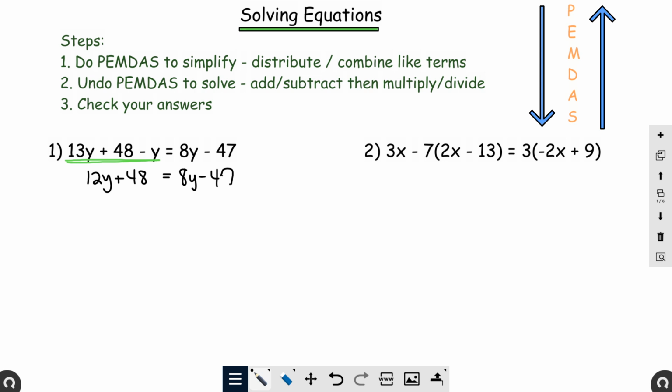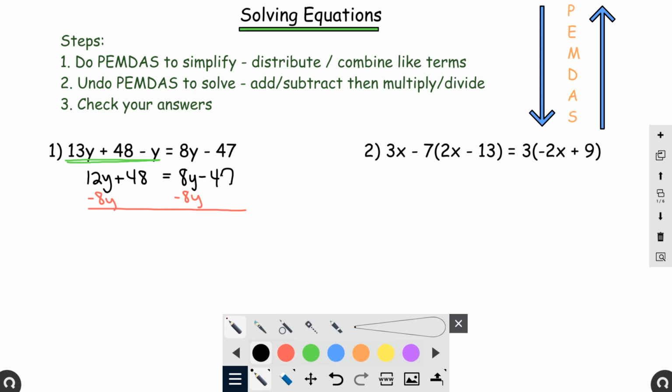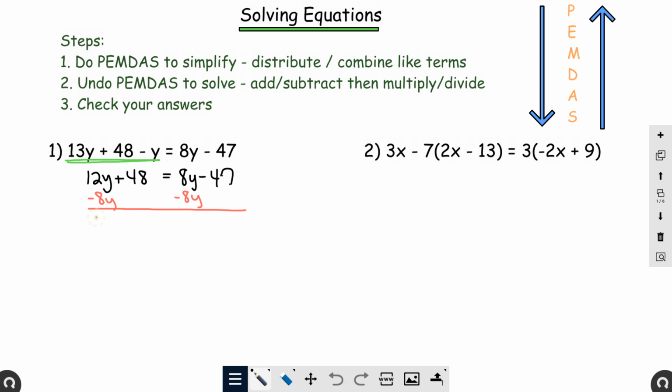So there's a 12y on this side and an 8y on this side. How do we get those together? Good. Subtract the 8y. Perfect. If they are on opposite sides, we want to do the opposite sign to get them together. So that's why we want to subtract. 12 minus 8 is 4. And on the right side, we just have that negative 47. Remember to keep the same sign that's in front of the number.